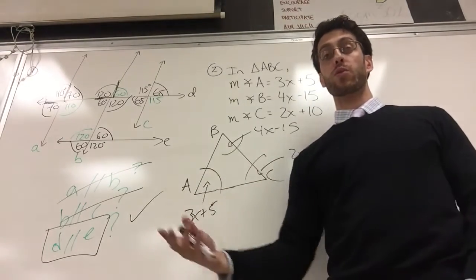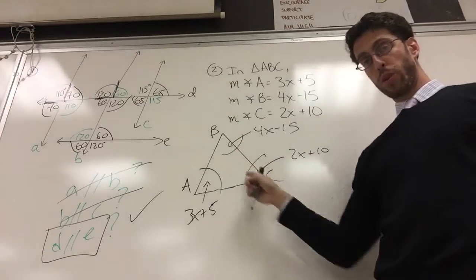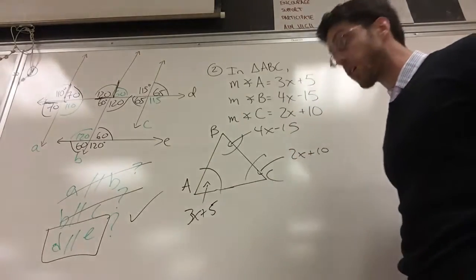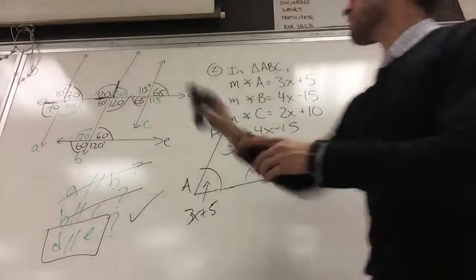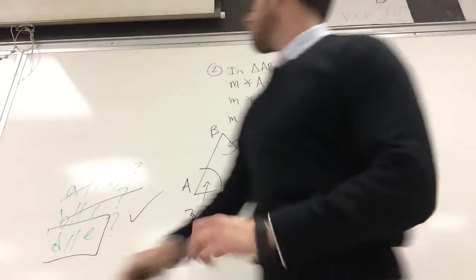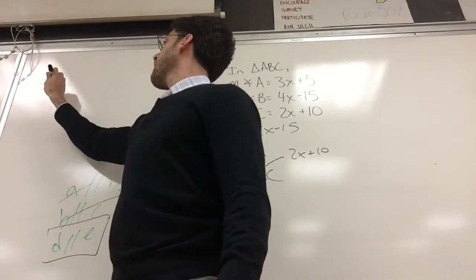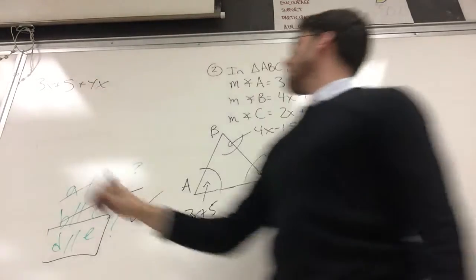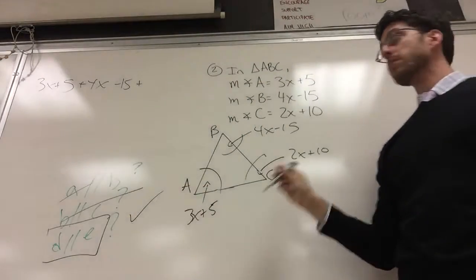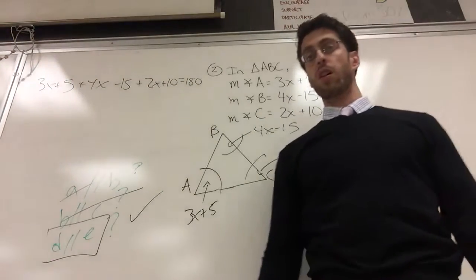So in order to get to those questions, you got to be able to figure out what the relationship is between three angles in a triangle. Hopefully you remember that the sum is 180. So you're going to make an equation. And what does your equation look like? It looks like 3x plus 5 plus 4x minus 15 plus 2x plus 10 all gives you a total of 180.